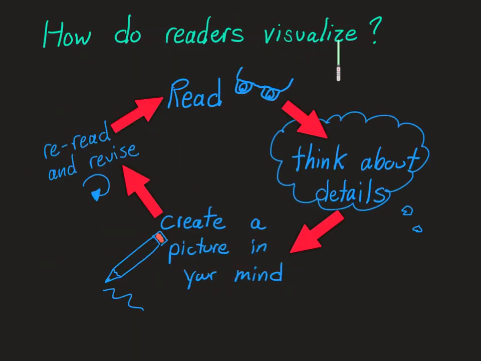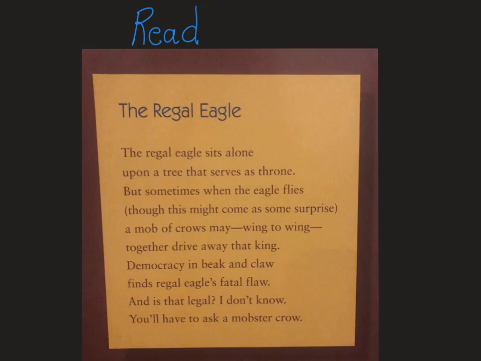How do readers visualize? Well, first, do the reading. Then think about the details. Pay attention to words that the author's chosen and what the author's saying in the poem. Then create that picture in your mind. Today you're going to draw the picture, but normally the picture's in your mind. It's the movie in your head. Today we also want you to reread and revise, maybe add to your drawings and think about what the poems mean. I'm going to show you those 4 steps now.